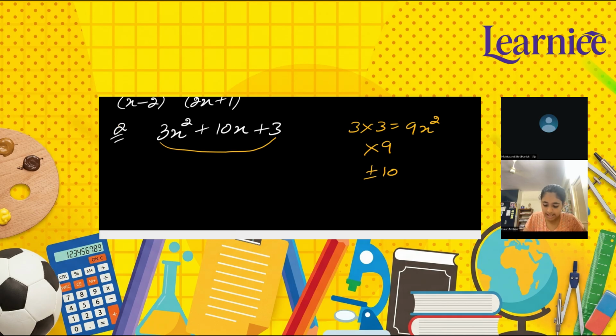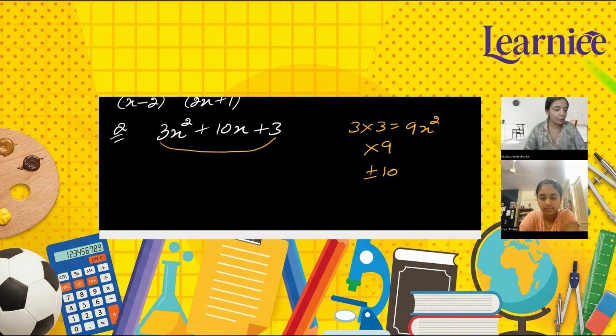Is the answer 3x plus 1 and x plus 3? But you said 3x plus 1 and x plus 3. Checking, yes, 3x plus 1 and x plus 3. Yes, you are right. Sorry, actually the screen got scrolled. Yes, very good. It is 3x plus 1 and x plus 3. Good.